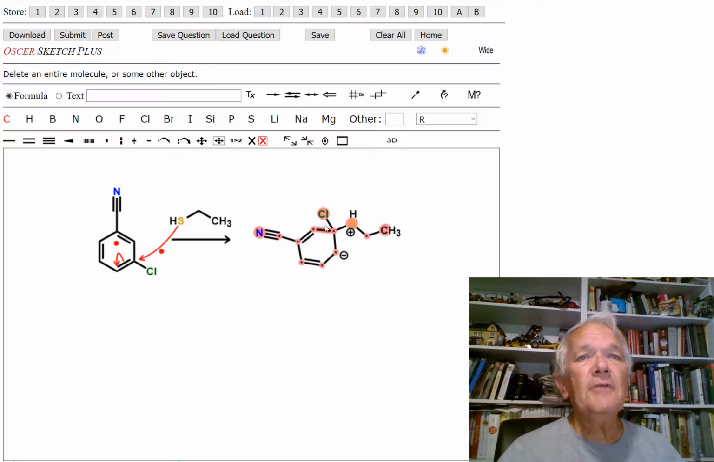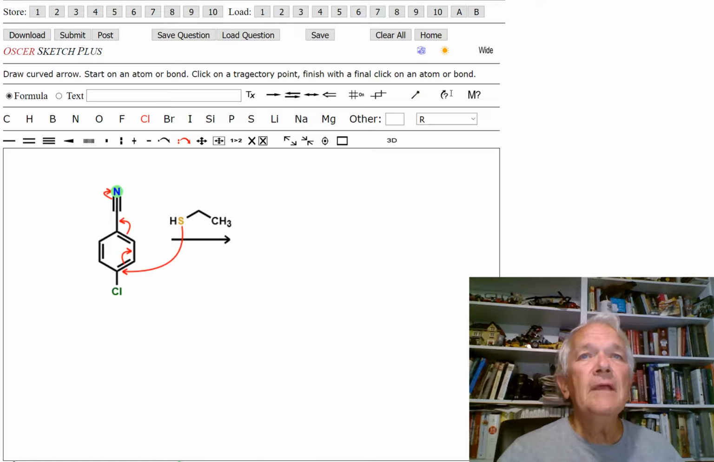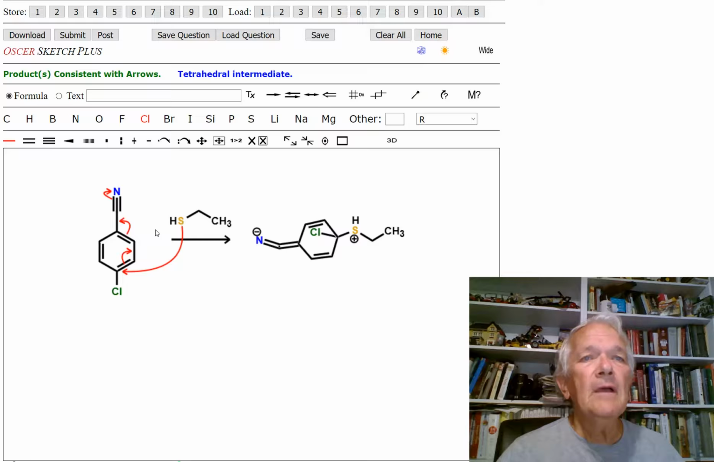So let's forget this meta nonsense. It's not going to get us anywhere. Let me go over and instead of meta, move this chloride to the para position. And as you might not be surprised, now it's going to work. So we're going to take our thiol, attack the chloride. Now we can take the electrons nearby, push them up to this double bond. We can take this double bond, push it out onto the nitrile, take the triple bond, push it onto the nitrogen, and now when we draw our intermediate, we have a perfectly good tetrahedral intermediate.